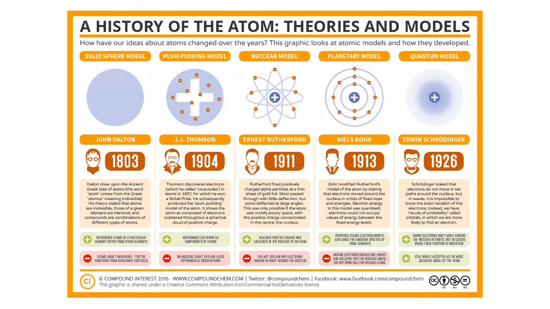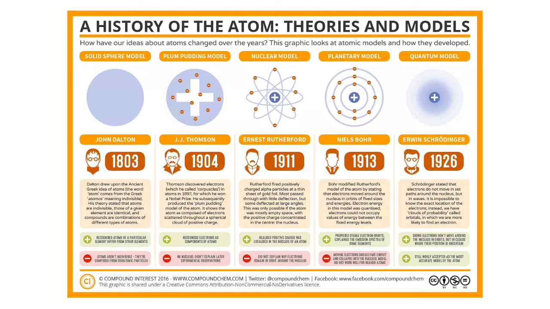Niels Bohr added to his idea by talking about this planetary model of the atom. So we still have a positive nucleus in the center of the atom, and we have these little particles called electrons that he said were orbiting around the nucleus in these different, what we call energy levels or electron shells. So he said different electrons have different energy levels and they orbit around the nucleus in these energy levels, kind of like planets around the sun, and that's this planetary model.